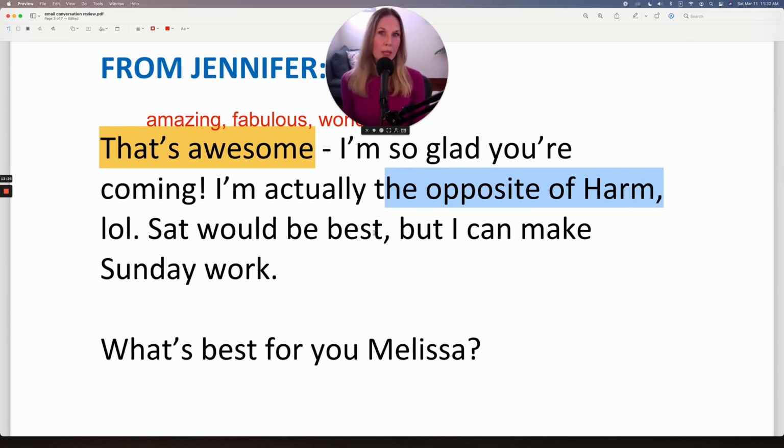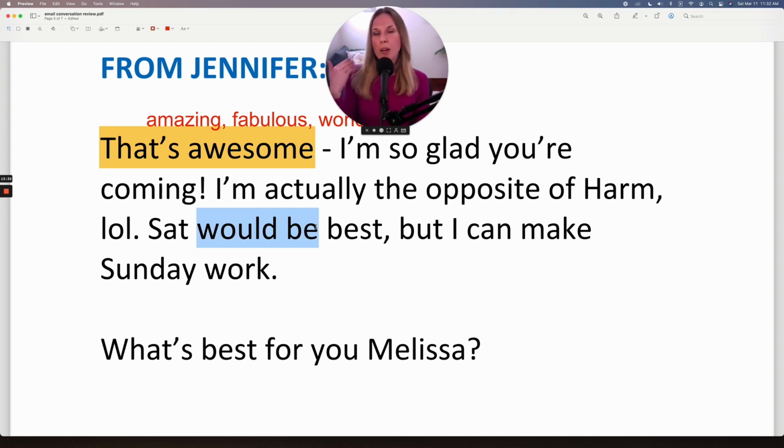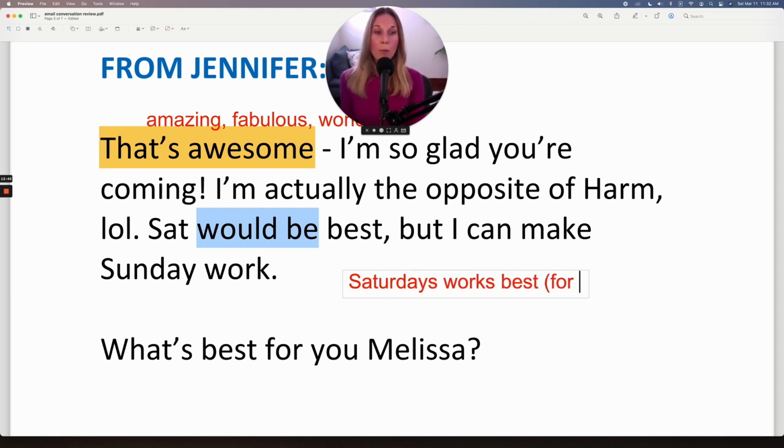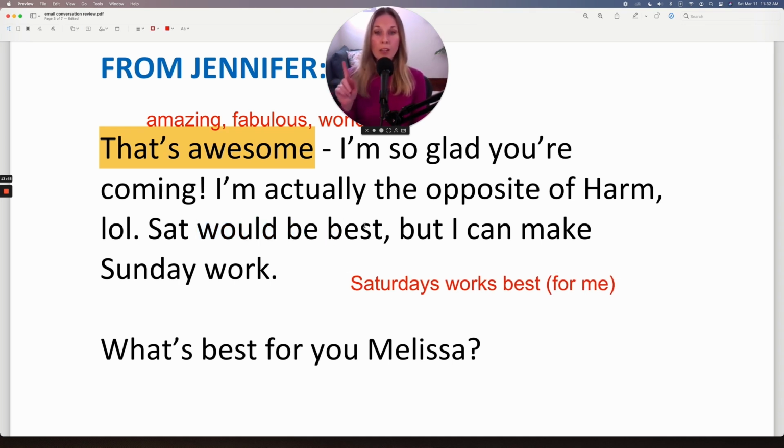Saturday would be best. Notice in our messages, we commonly use would be best just to express that hypothetical. But I could also say Saturday works best for me. I didn't write it, but you can definitely include that. You can even include it here. Saturday would be best for me. There's no difference in meaning between these two. They both convey the same message.